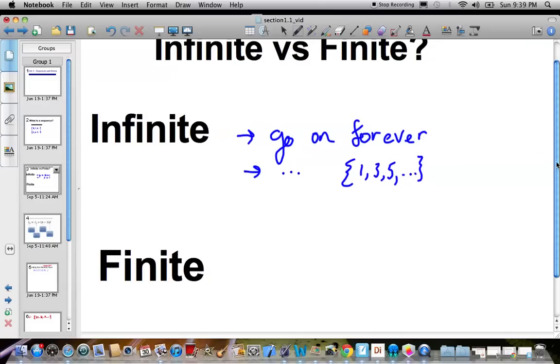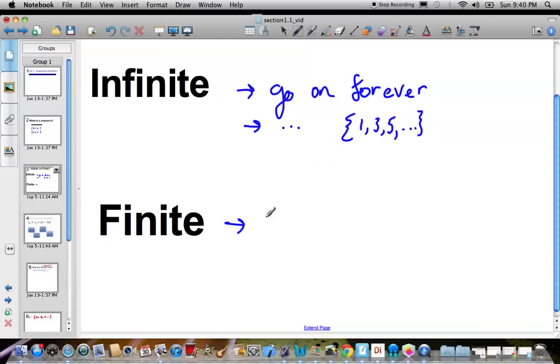Well, a finite sequence is exactly the opposite. It has a set number of terms. So you won't see the ellipsis. An example of that might be 1, 3, 5, 7, 9. So it has a set number of terms, and that's it. This one in particular has 5 terms.